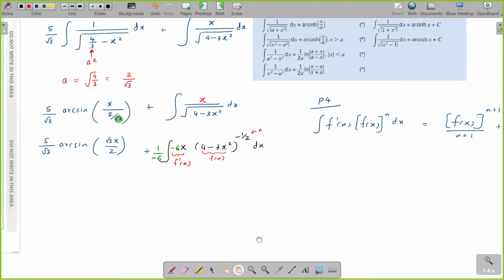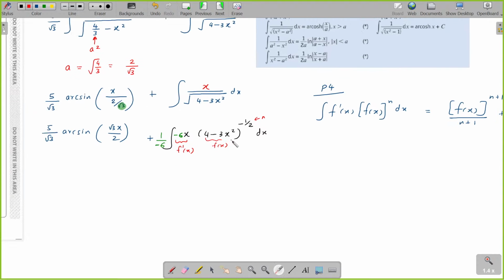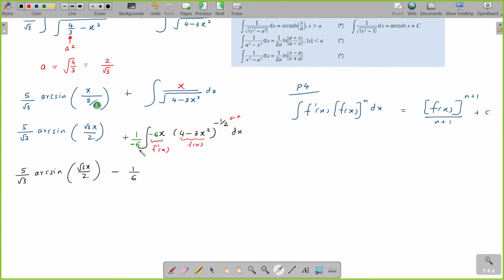And now what? So I have the perfect f dash x, f(x) to the power n now. Got it? So I will write here, this part is 5 over root 3 arc sine root 3x over 2. I'm ready to perform the integration over here. This is going to be minus 1 over 6, and f(x) to the power n plus 1 over n plus 1, right?